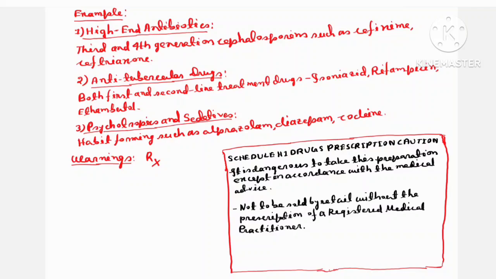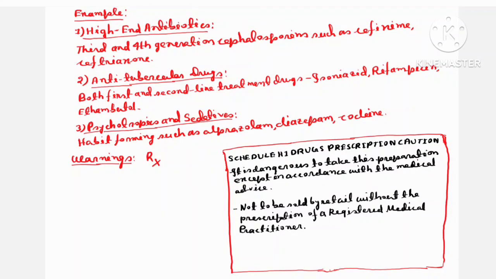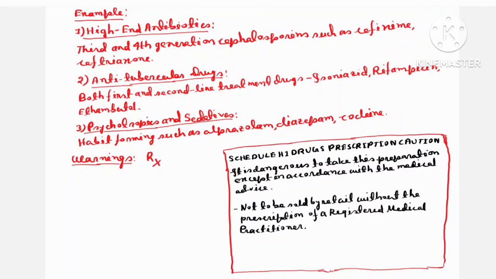Now the warnings. The drug label should be like this. The Rx should be placed at the top left corner, and here will be the chemical constituents present and the instructions on when to take the drug. And here comes the warning on the right side in a box with a red outline, which reads: Schedule H1 drug, prescription caution.